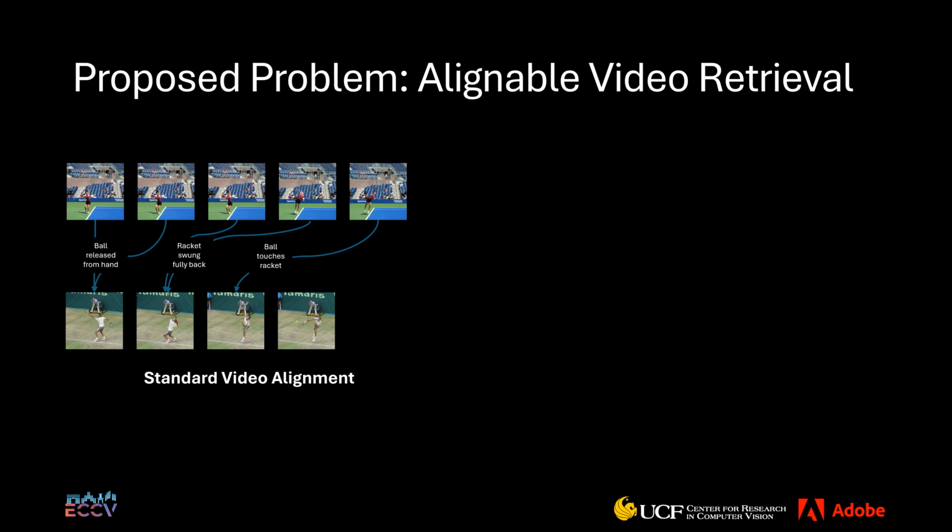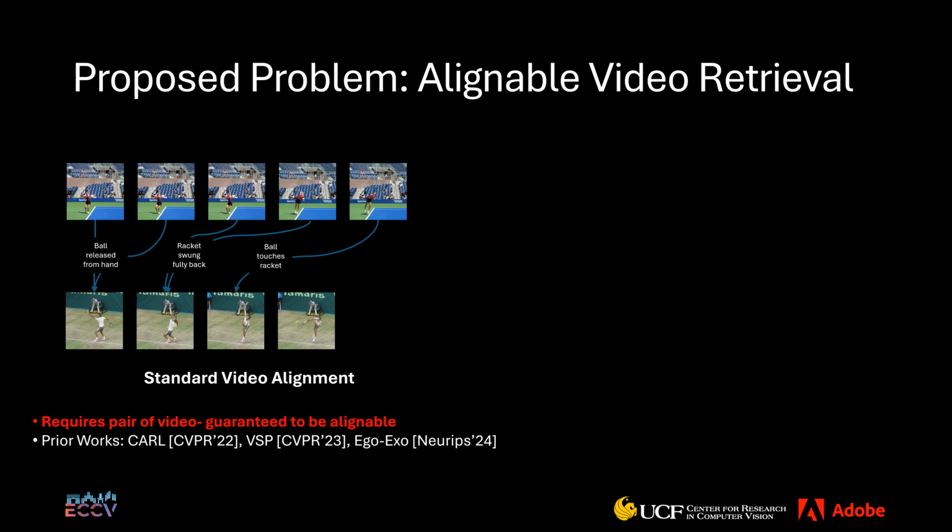Now that we've seen how video alignment has valuable real-world applications in video understanding, let's talk about its limitations. Despite the extensive research in this field, most approaches assume that the video pair is already provided for alignment. In other words, they assume the videos are inherently alignable. For instance, in the previous examples, both videos featured the same action, such as a tennis serve. However, in real-world scenarios, we don't always have such paired data.